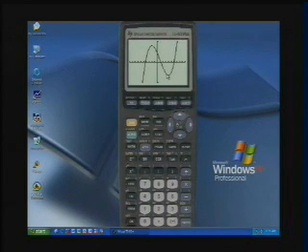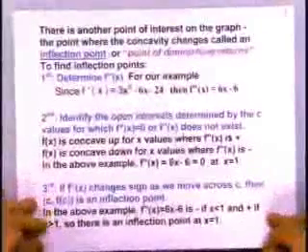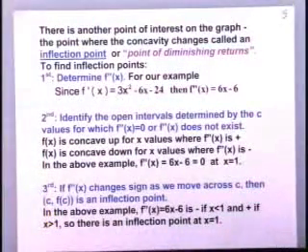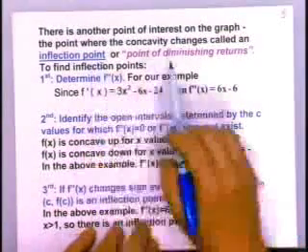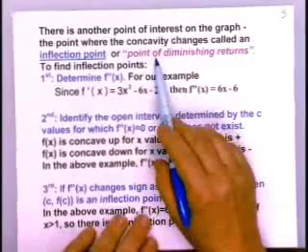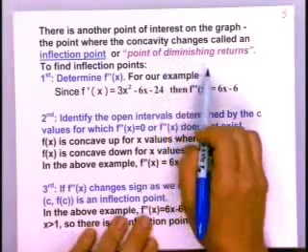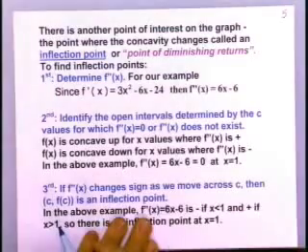Now let's go back to our notes. There's another point of interest on our graphs, and that's a point where the concavity changes. If the concavity of a graph changes, then that point is called an inflection point. In economics, this is often referred to as a point of diminishing returns. In order to find inflection points, we use the second derivative.